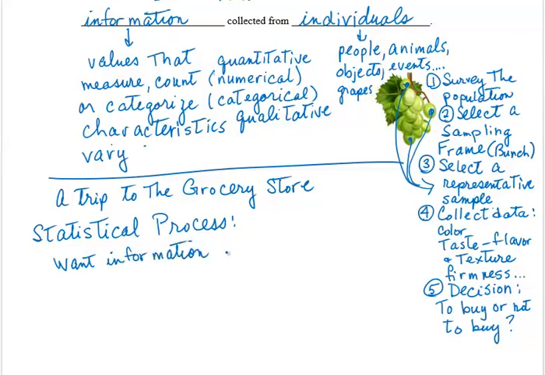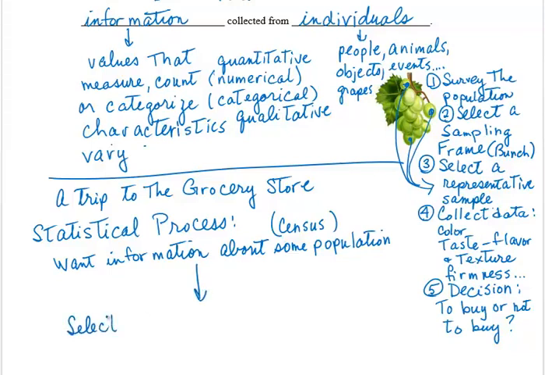Now, it would be really nice if we could just get information from every individual in the population. But populations are so large, and many populations that we're interested in are dynamic, that taking a census, which would be to gather information from every single individual in the population, is impossible, quite literally. So we have to select a random sample, just as my daughter did.